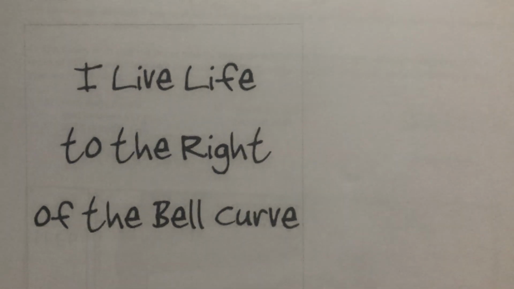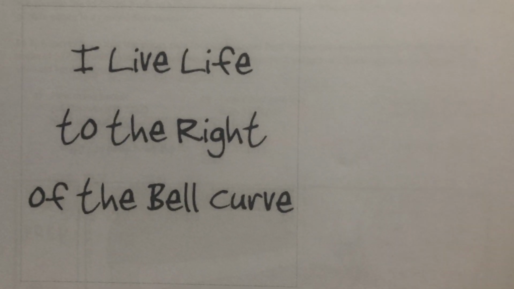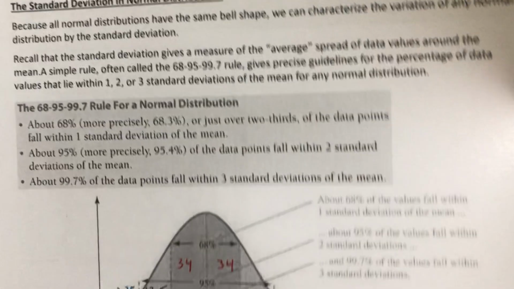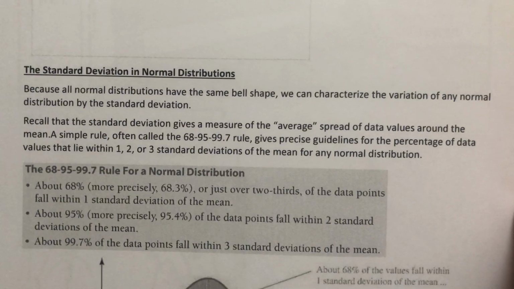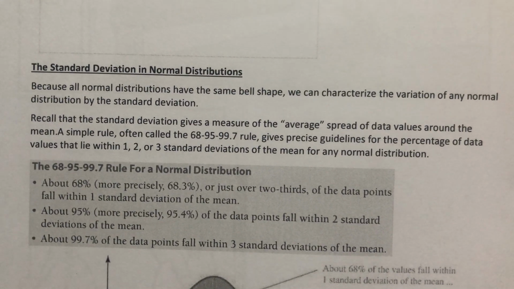And if you have to, live your life to the right of the bell curve. All right, standard deviation on a normal curve. Because the normal curve has certain characteristics, we can predict what percentage is going to fall within 1 deviation, 2 deviations, 3 deviations, so on and so forth.